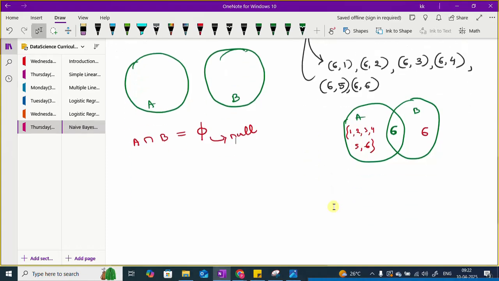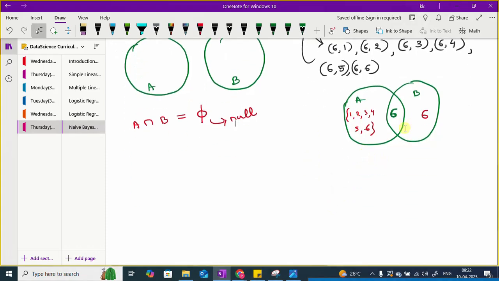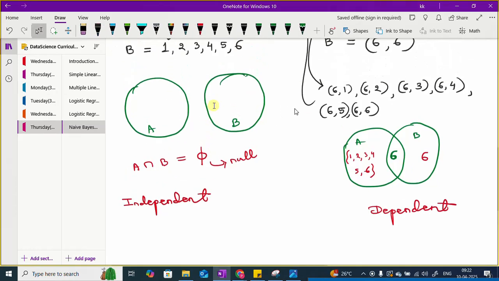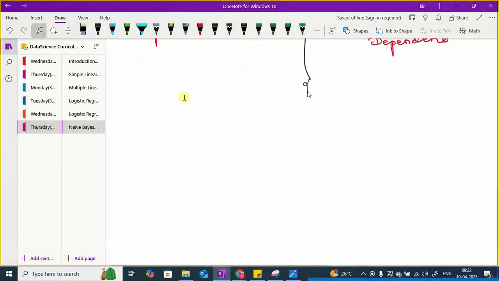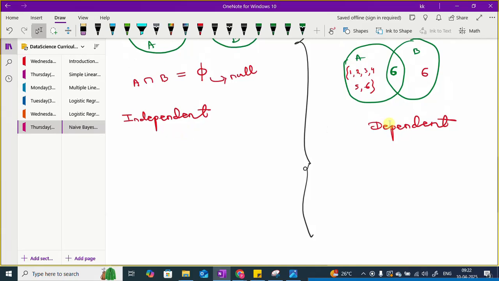But in scenario 2, I am talking about the dependent case. So let me write out: this is independent and this is dependent.